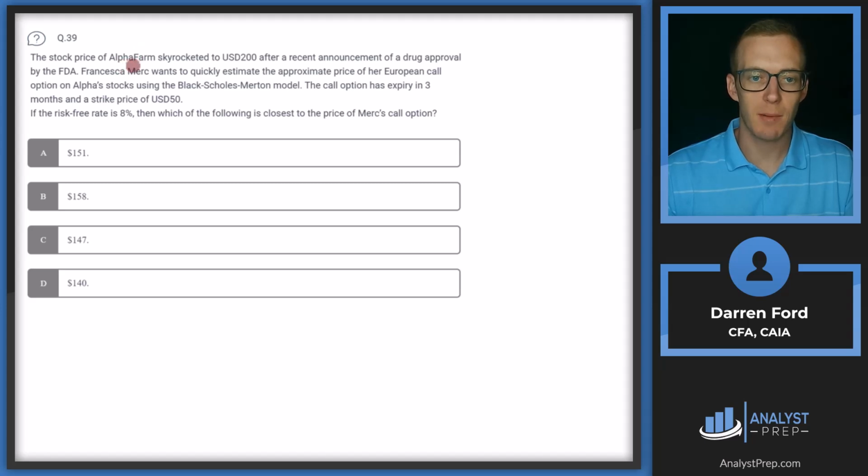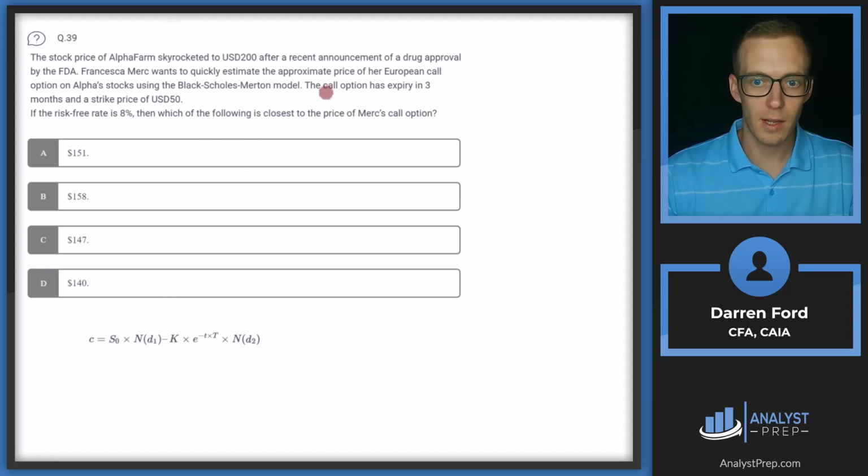Question 39. The stock price of Alpha Farm skyrocketed to USD 200 after a recent announcement of a drug approval by the FDA. Francesca Merck wants to quickly estimate the approximate price of her European call option on Alpha stock using the Black-Scholes Merton model. The call option has expiry in 3 months and a strike price of USD 50. If the risk-free rate is 8%, then which of the following is closest to the price of Merck's call option? So this is the formula we're going to be using here to calculate the value of the call option.